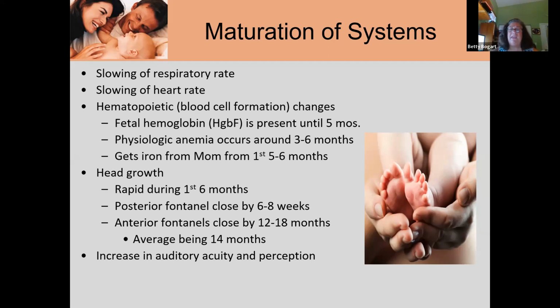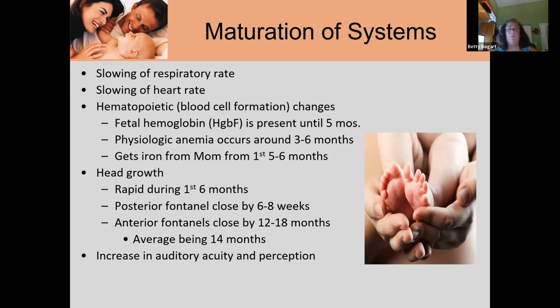Your numbers could be 8 and 24, 9 and 27, normal for a 6-month-old because they are not making their cells yet. That's why we give iron. We're going to be giving iron to these children so that at least they've got that extra iron in their body for the red blood cells that they do have.